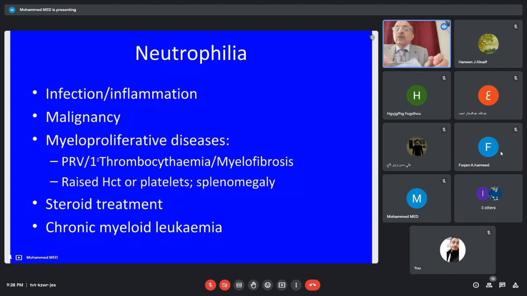Malignancy is another cause. Myeloproliferative diseases is another cause. Polycythemia rubra vera, but not secondary, primary polycythemia. Steroid treatment can cause this, and chronic myeloid leukemia, of course. Chronic myeloid leukemia. Next slide, please.